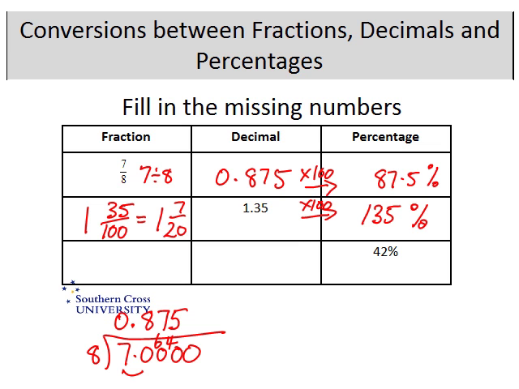Our last number is 42%. We need to divide that by 100, so to a fraction we'll put 42 over 100, and that becomes 21 over 50. Or if we want to make it a decimal we can divide by 100 by moving decimal points 1, 2, so our answer as a decimal is 0.42.